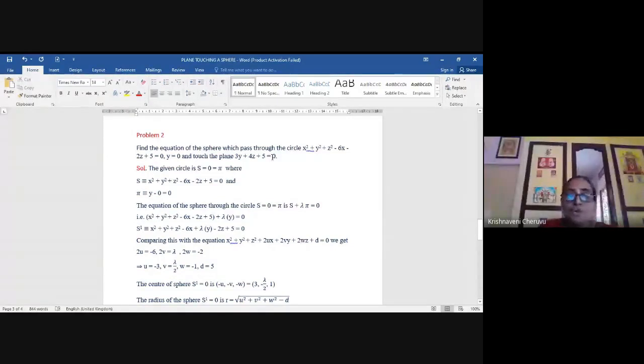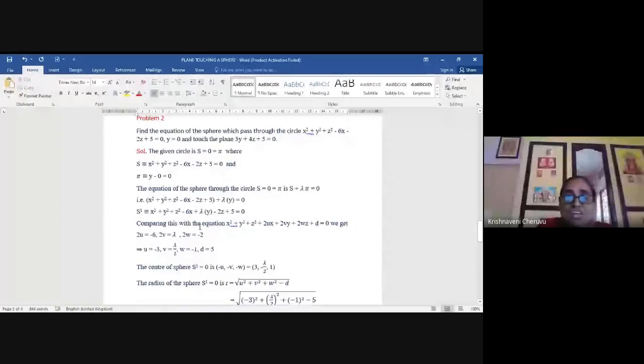Now, to use the touching condition, you have to find out the center of the sphere and the radius of the sphere. So first you compare this sphere with the standard equation. Here the coefficient of x: 2u is minus 6. The coefficient of y: 2v is lambda. And when you compare the coefficients of z, 2w is minus 2. So you have u equal to minus 3, v equal to lambda by 2, w equal to minus 1, and of course the constant term d here is 5.